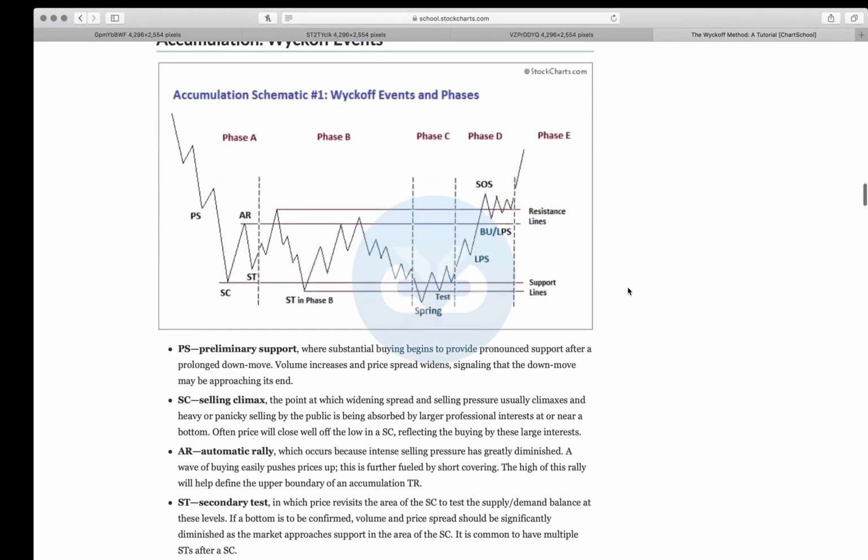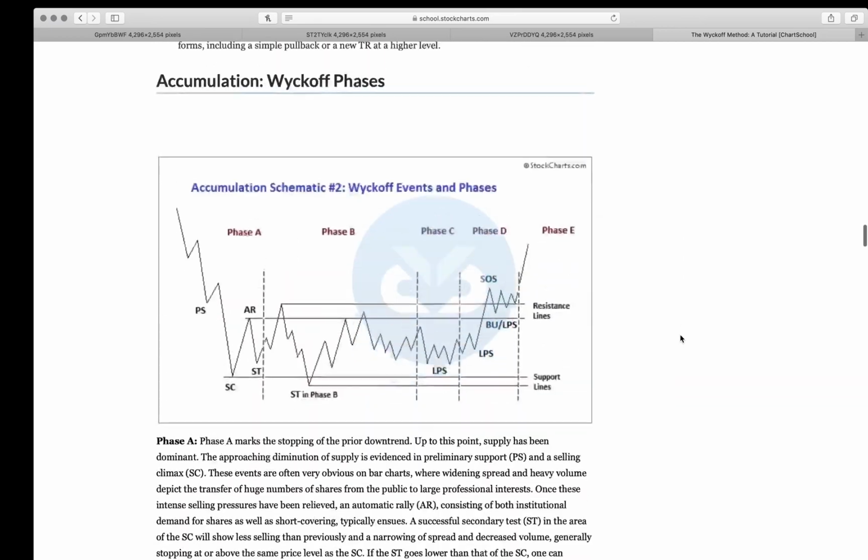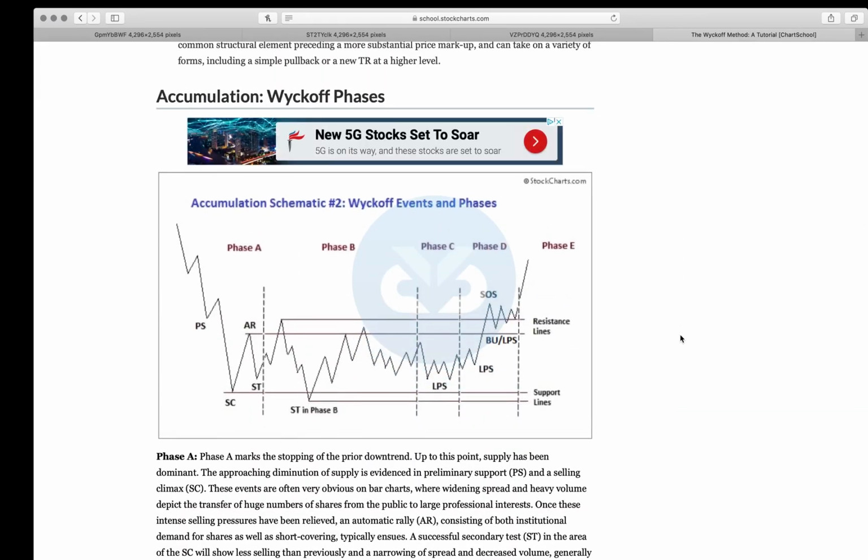So essentially, Schem 1, accumulation, is basically the conversion of supply to demand, right? And distribution is the transition of demand to supply through structure, aka the range, and through volume shifts. And we're going to be going over both.